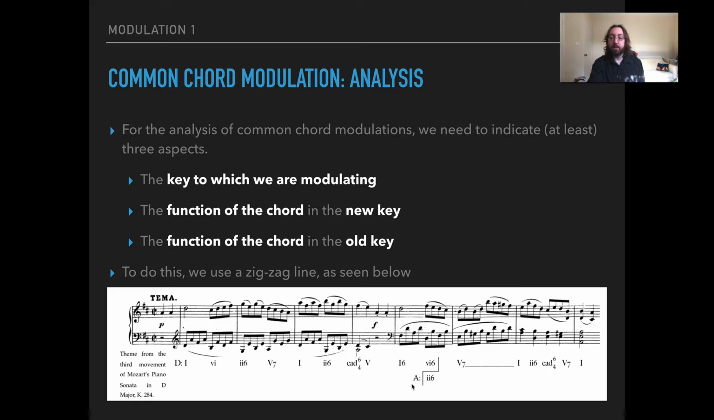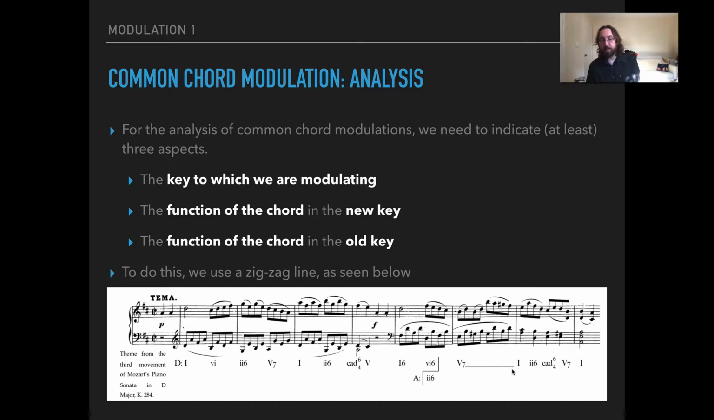We'll indicate the new key by writing it here. We'll say A, and then we'll write this zigzag line. This helps to delineate the stopping of the old key area and the starting of the new key area down here. So we've got A major, and it's functioning as 2-6, and now we're continuing on our analysis like we were in A major. 5-7, 1, 2-6, cadential 6-4, 5-7, 1.